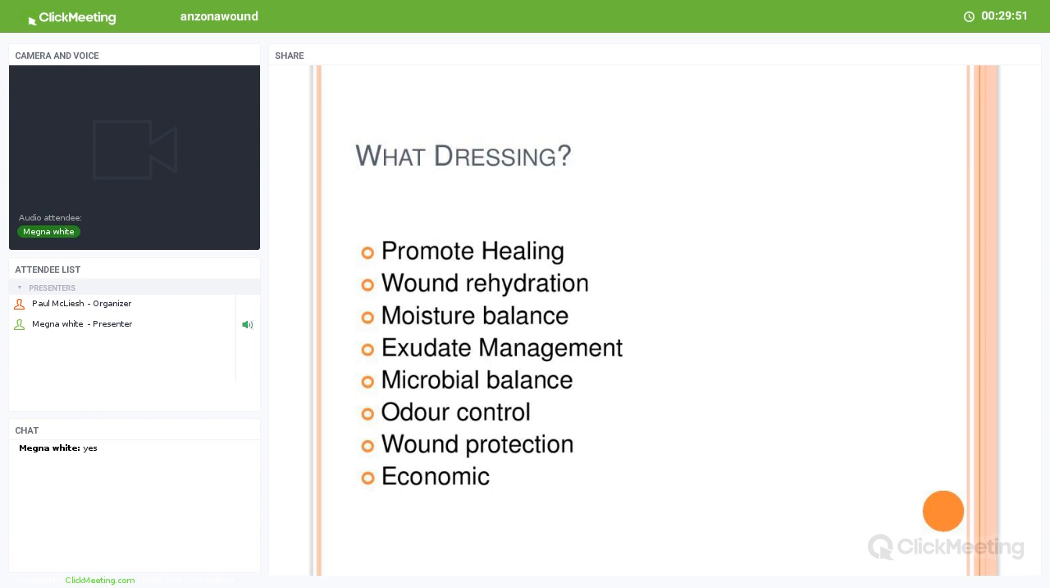Something that will manage the exudate. So if they are on a blood thinner, you're going to need a lot more of an absorbent dressing. Microbial balance. Again, that's where a good waterproof dressing assists in the microbial balance. Odor control tends not to be an issue with a surgical wound. Again, protecting the wound and what's most economic for the facility as well.